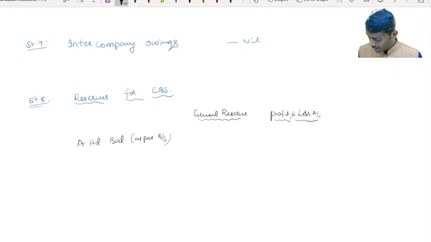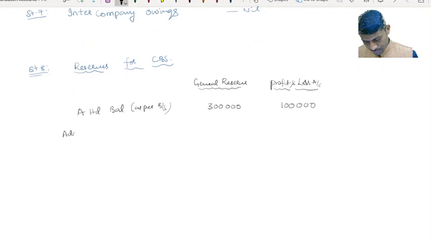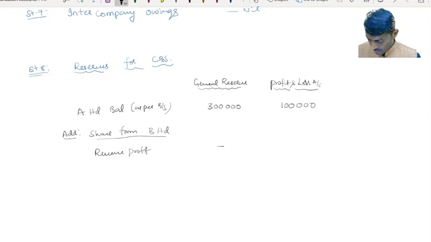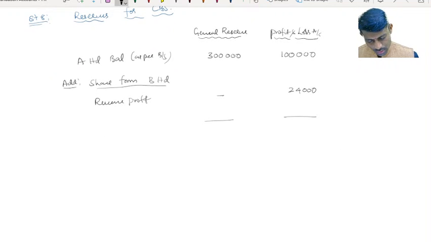So as per balance sheet, A Limited, how much is their general reserve? 3 lakh, and profit and loss account 1 lakh. So now add share from B Limited from step number 4, revenue profit. So it amounts to how much, my difference? 24,000. So that's it, no adjustment.